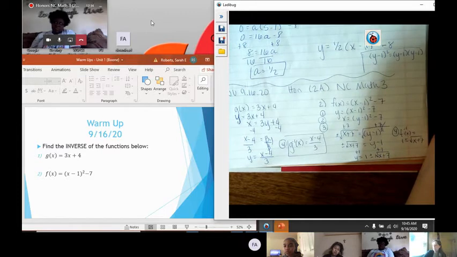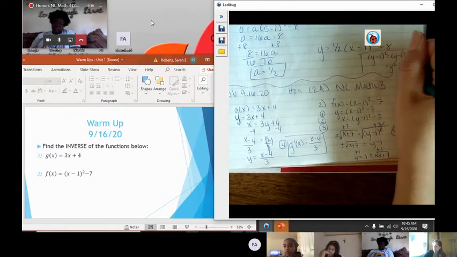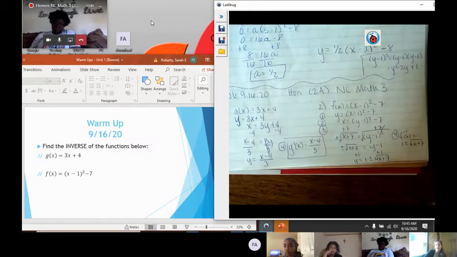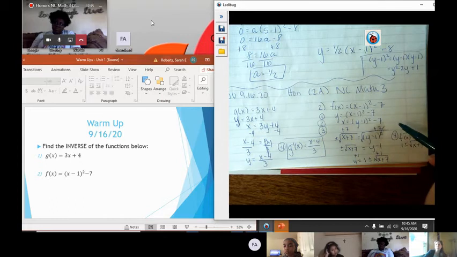And so then you'd have to distribute all this stuff and you end up getting y squared minus 2y plus 1. That's a lot more difficult to try to isolate y with. Okay, so that's why we take everything away that's outside of the square and then we square root it to get rid of the square.